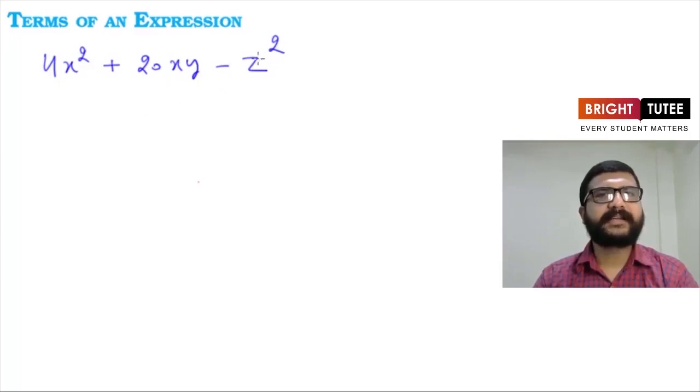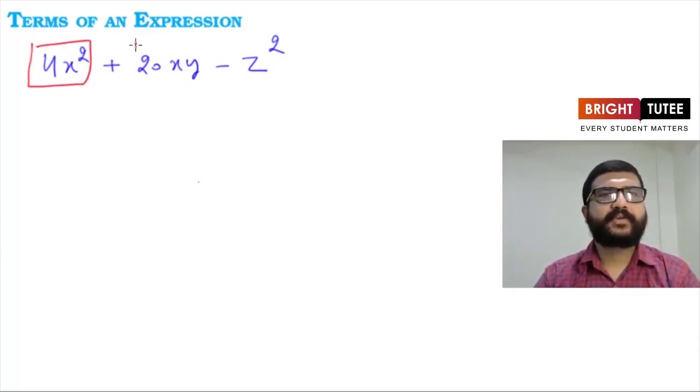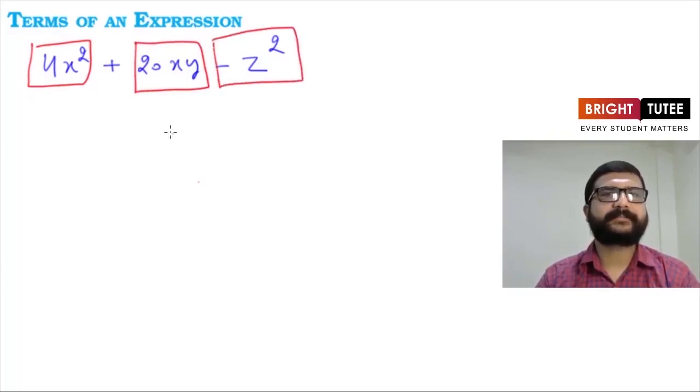And how we formed this z square or minus z square? We just multiplied variable with variable, that is z with z here. By doing that we got z square. So here 4x square is formed separately, 20xy is formed separately, and then minus z square is formed separately.